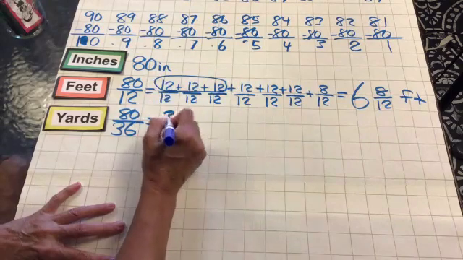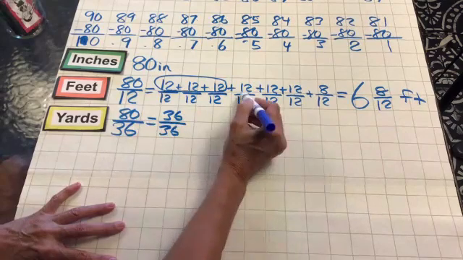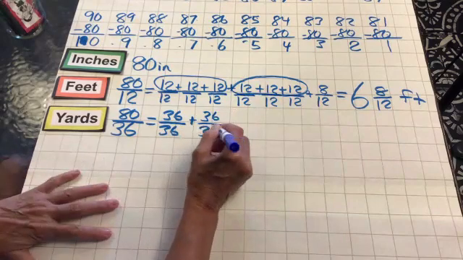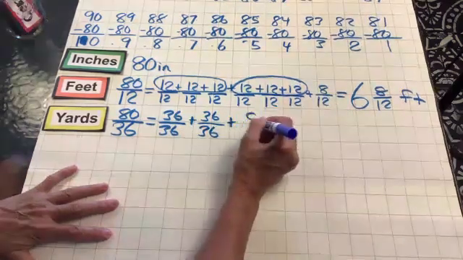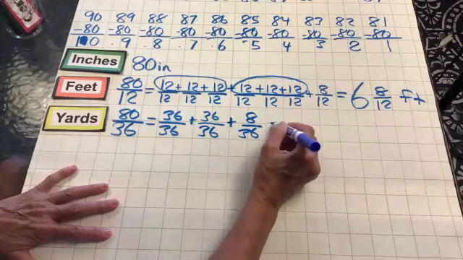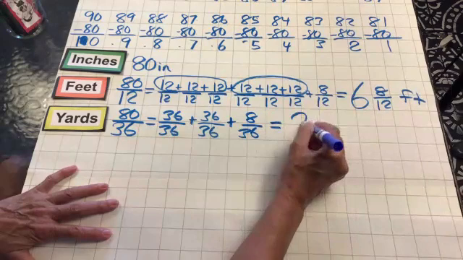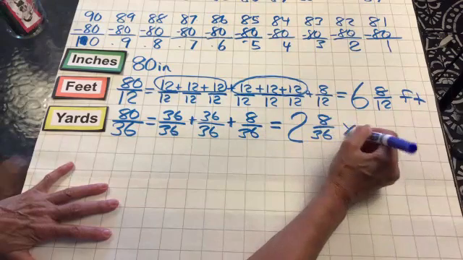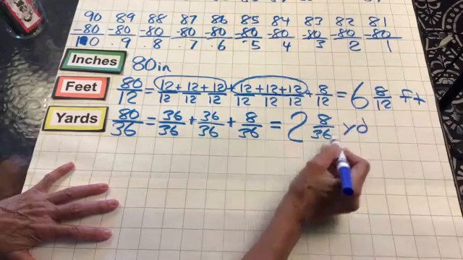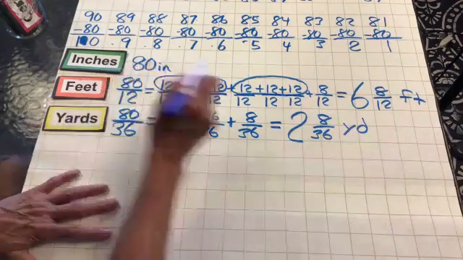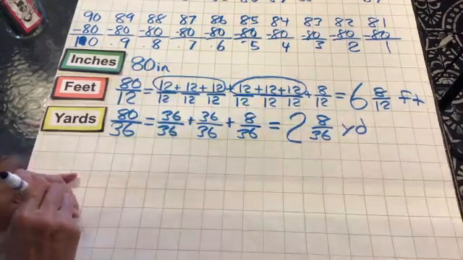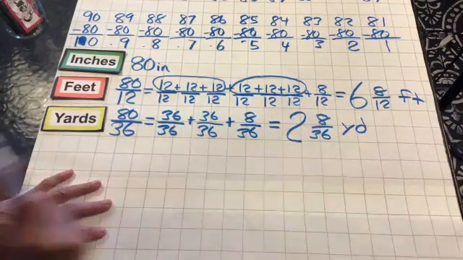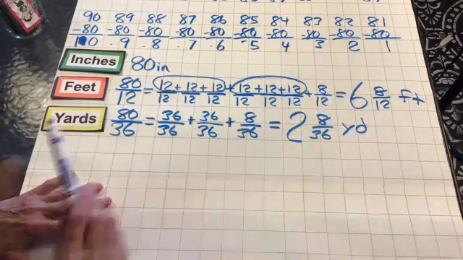So that means we have 36 over 36. And then we're going to put these 3 together plus 36 over 36. And then we still have 8 over 36. So that means 1, 2, 2 whole yards and 8/36 of a yard. So 80 inches is the same as 6 feet, 8 inches or 8 twelfths. And in yards, it would be 2 and 8/36 of a yard.